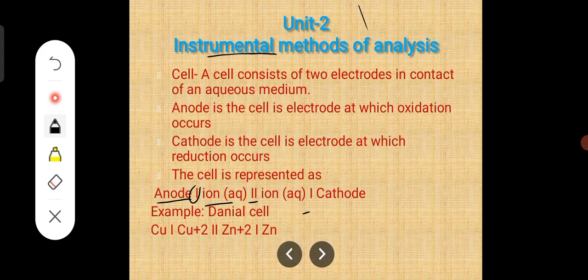See, zinc in direct contact with zinc ions, where oxidation occurs, and copper ions in direct contact with copper. This is a simple general representation of the Daniell cell.